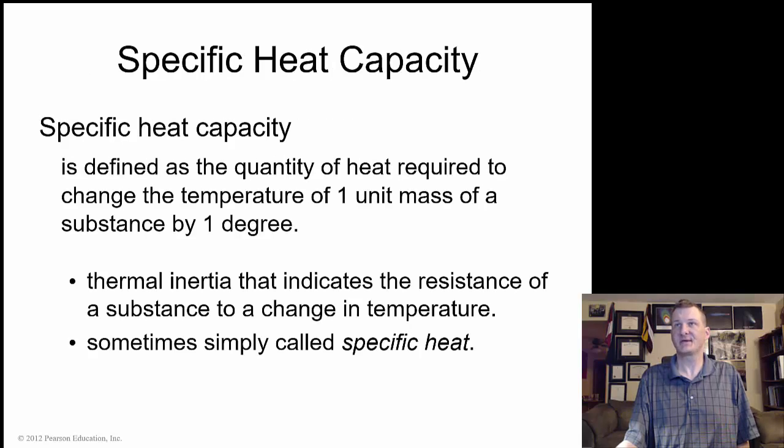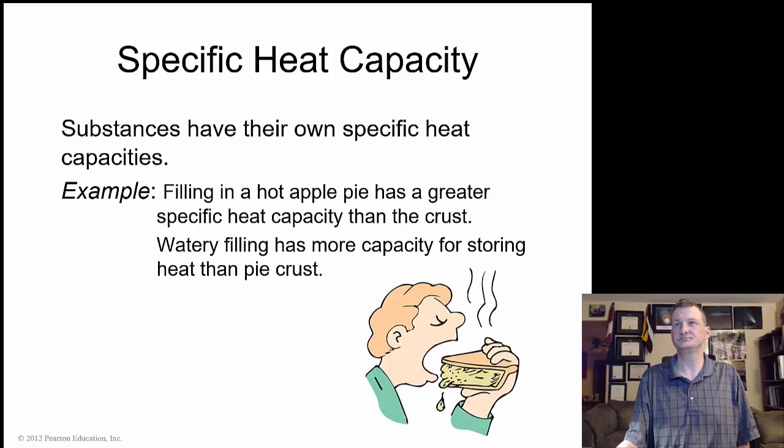Specific heat capacity is defined as the quantity of heat required to change the temperature of 1 unit of mass of a substance by 1 degree. And so thermal inertia indicates the resistance of the substance to a change in temperature, and sometimes it's called specific heat. So substances can have their own specific heat capacities.